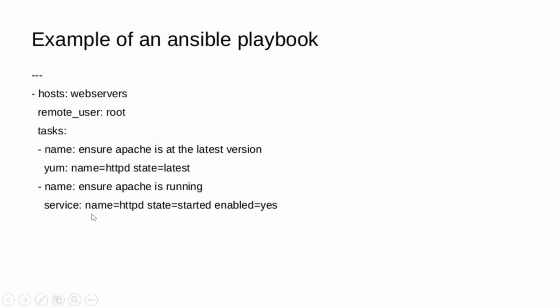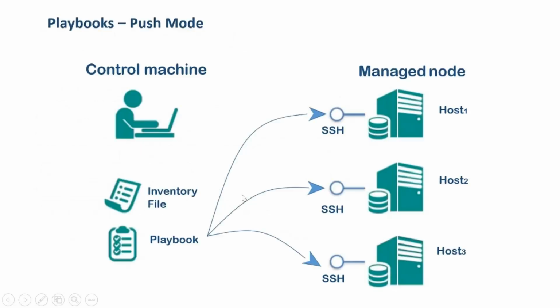If you write this playbook, it's not a correct one. Why? It is targeting only the Amazon Linux machines. But I have to target all machines, all types of OSs. Then this script is not a proper script. We will see how to write a proper script in coming days. Okay, right. So playbooks, push mode.